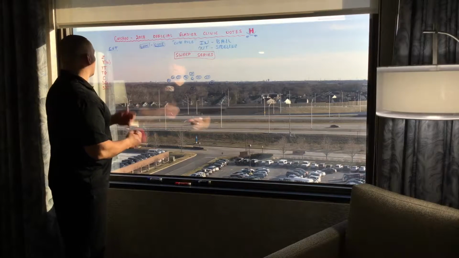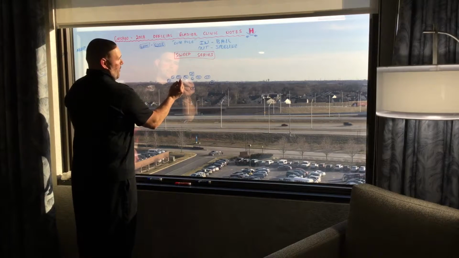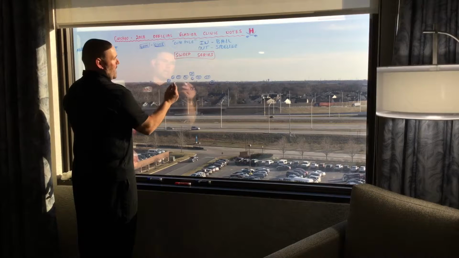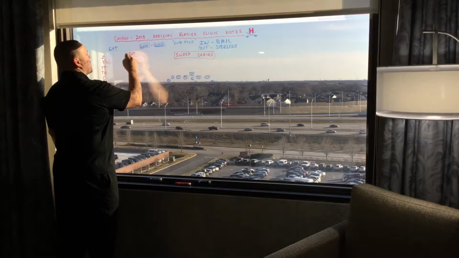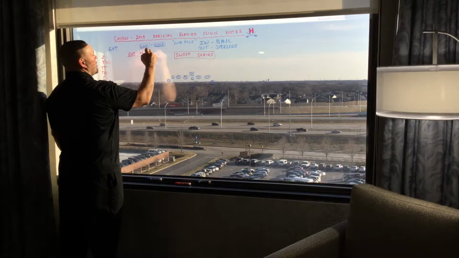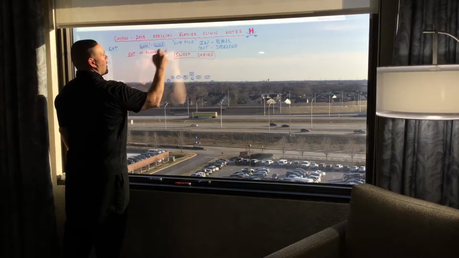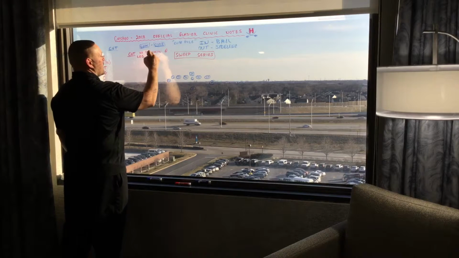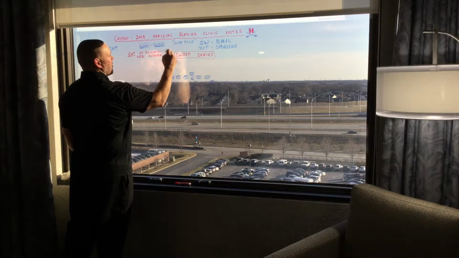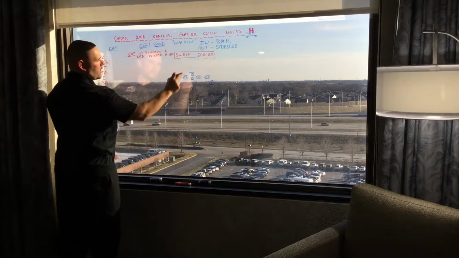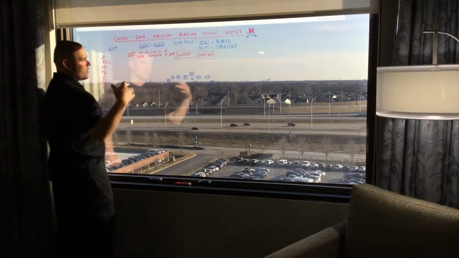All right, talking about the blocking assignments, on the front side of this play, the rule on cut is very simple. We are not blocking anybody at the line of scrimmage outside of the A gap. So anybody on the line of scrimmage outside of the A gap is not going to be blocked. We're going to let those guys go.